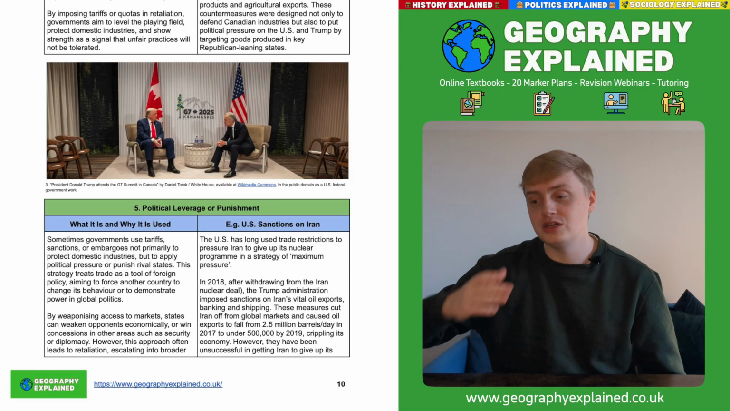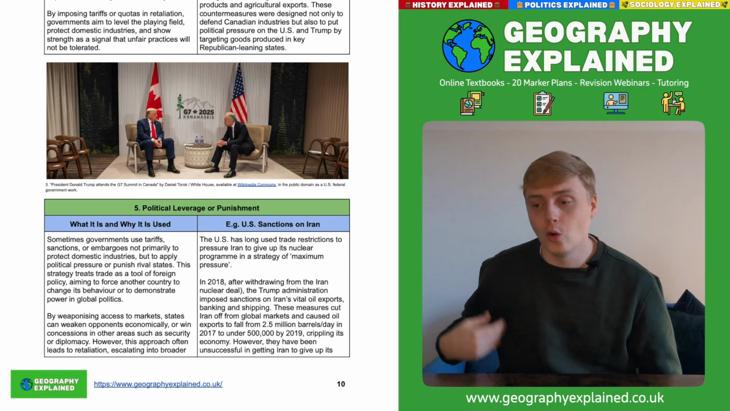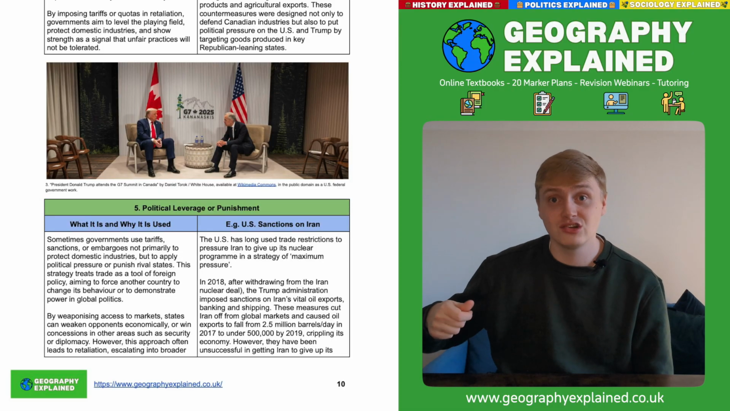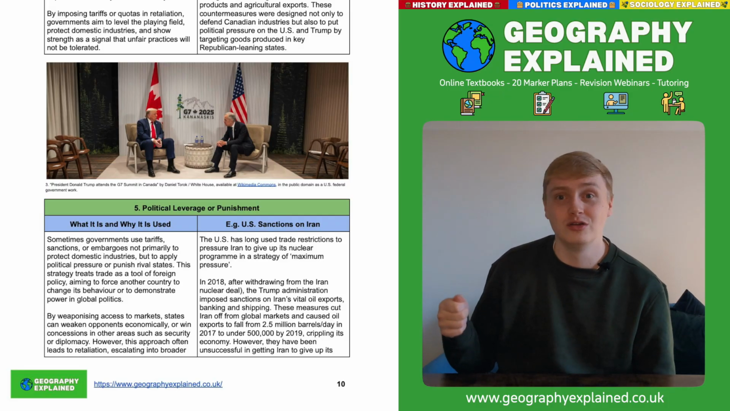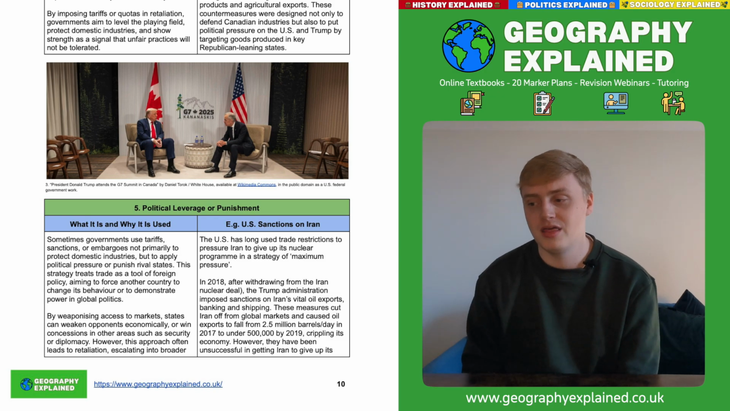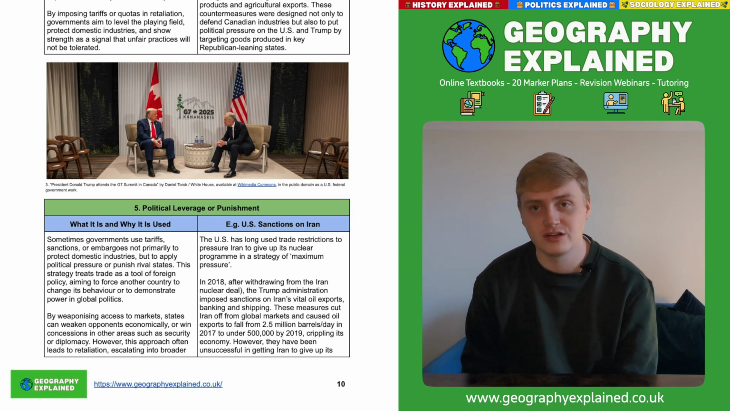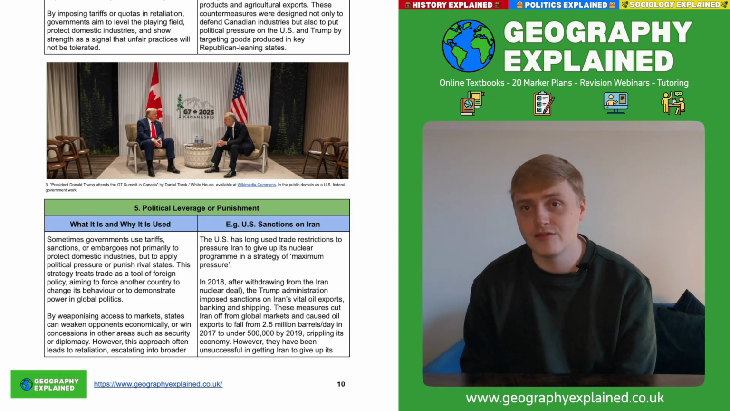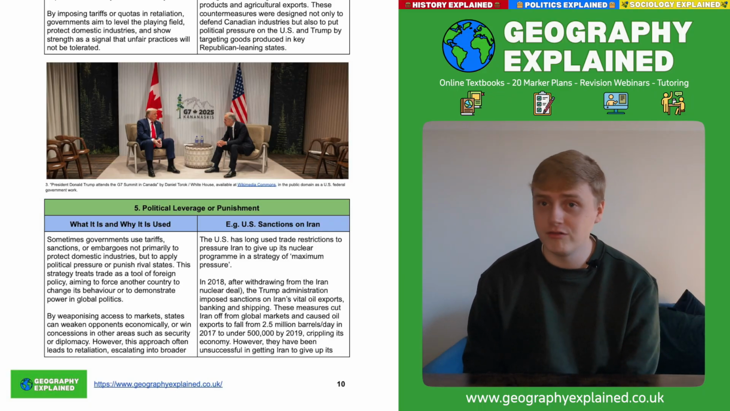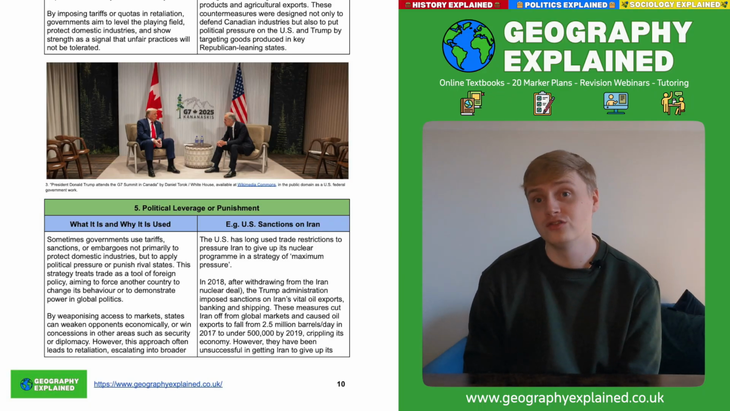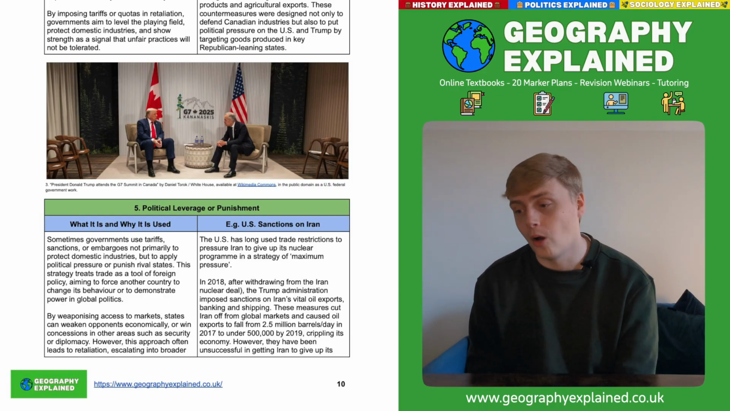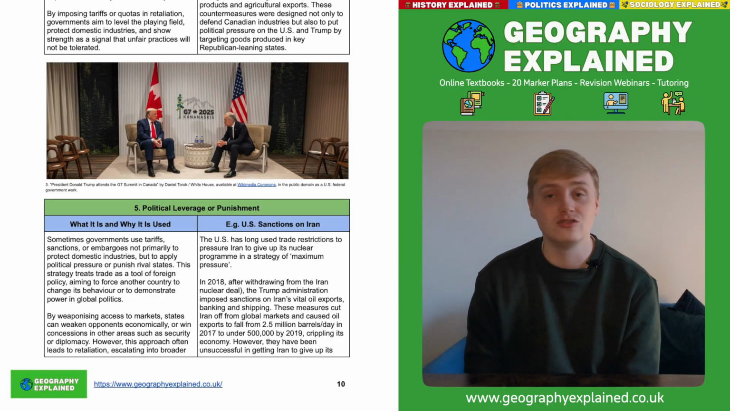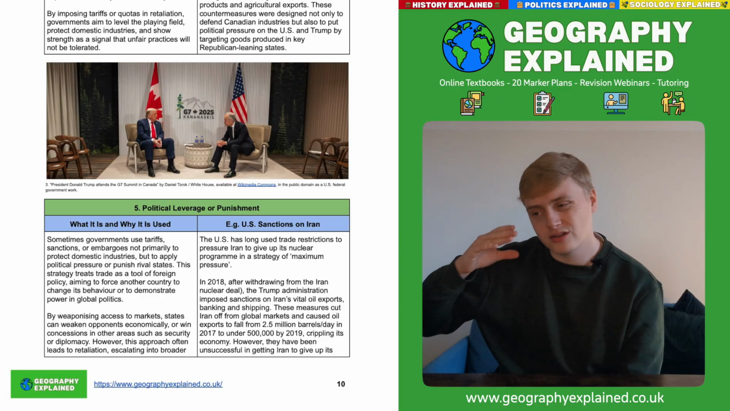And then finally, they can also be used for political leverage or punishment. So if a country wants to damage another country for political reasons, they can place tariffs on them to try and effectively damage their economy. So the US for a long time, for example, has placed sanctions and tariffs on the Iranian economy, not for economic reasons, but because they know it's going to damage the Iranian economy, and they want to put pressure on the Iranian economy and the Iranian government to stop funding their nuclear weapons program, effectively. So that's where it's used for political reasons.